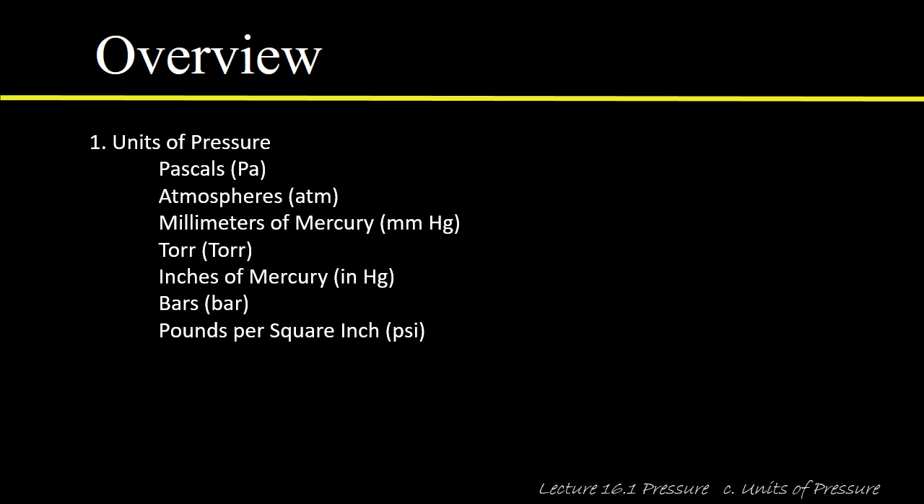So we're going to look at these 7 units. And then we're also going to talk about how to do conversions between units, so you can convert atmospheres to torr and bars to inches of mercury and Pascal to pounds per square inch and so on and so forth. We'll do a group of maybe 5 or 6 practice problems at the end of this video lecture.